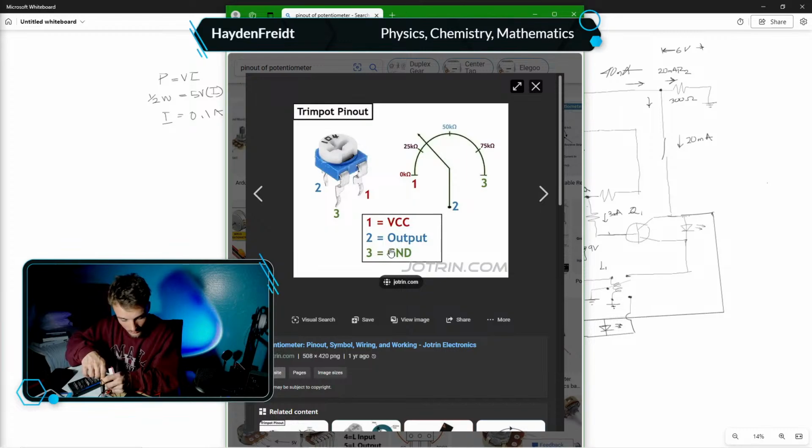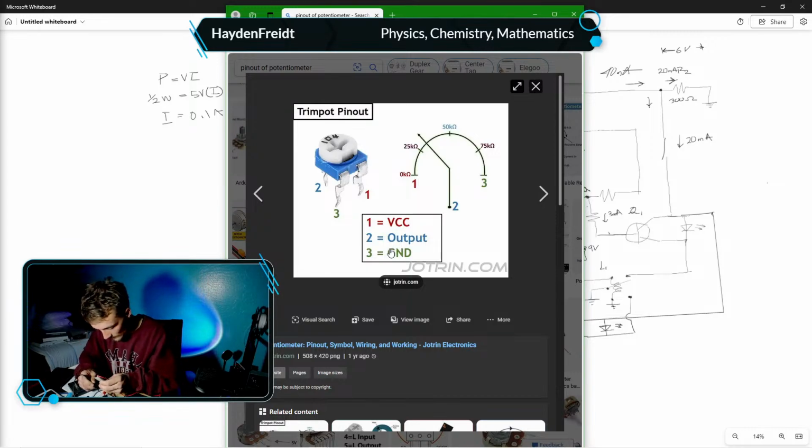So 0 volts to 8 volts. 0 to 8 volts. Okay. 0 to 8 volts. And now, what does my battery measure? 8 volts.